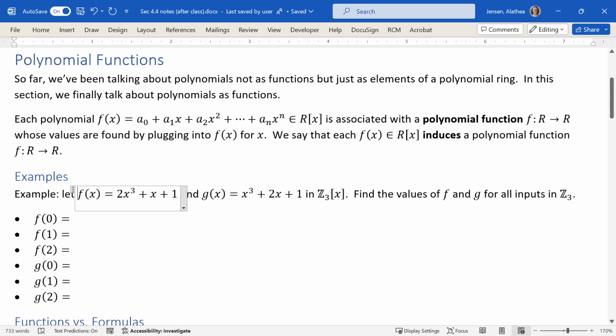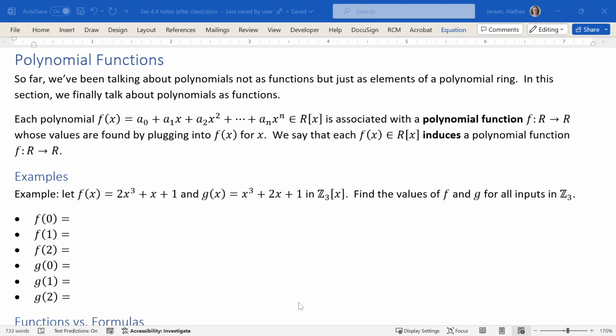Let's look at some examples. Here we're going to let f of x be 2x cubed plus x plus 1, and g of x be x cubed plus 2x plus 1, and these are in Z3 bracket x. So the ring in question is Z3. Z3, of course, only has 3 elements, which are 0, 1, and 2. I'd like you to pause the video here and try plugging these 3 inputs into both f and g and see what you get.